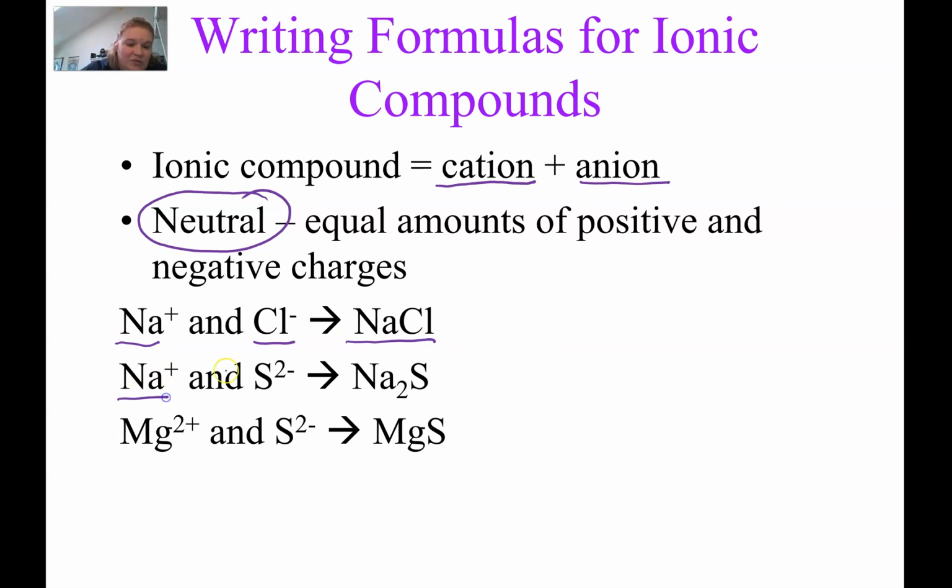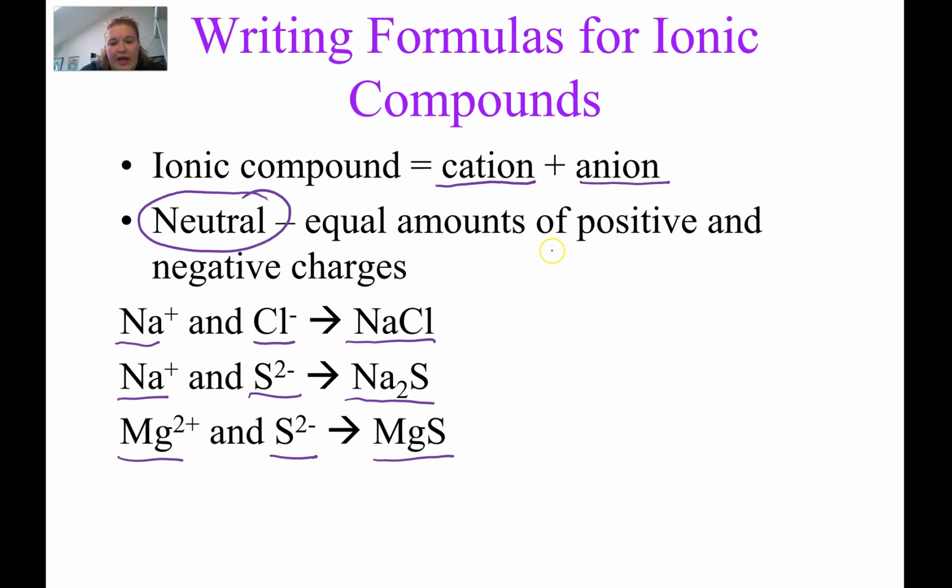If we have a +1 with our sodium and a -2 with our sulfur, then that means we're going to need 2 sodiums so that we can get those 2 pluses to balance out our 2 negatives. So we get Na2S. If we have 2 pluses and 2 minuses, again, we just need 1 of each to balance it out. There's a little trick if our numbers are a little bit more complicated.